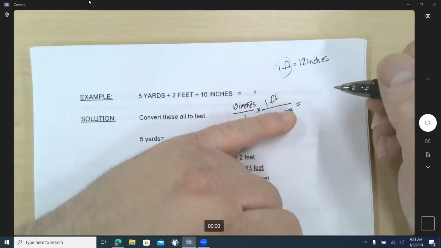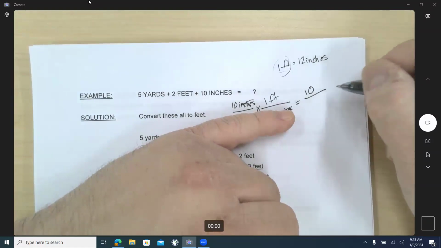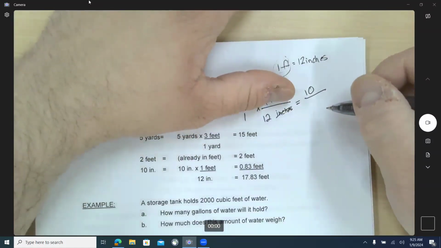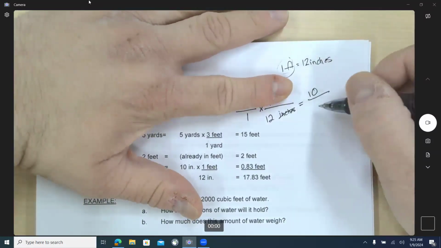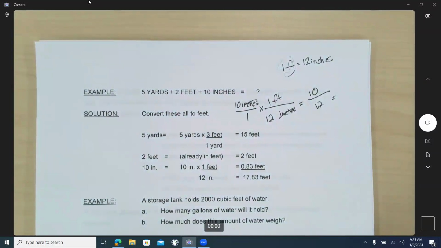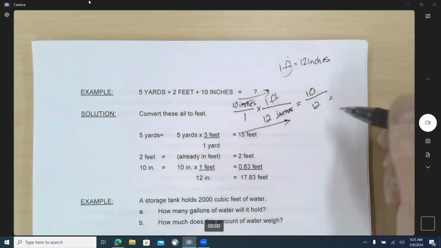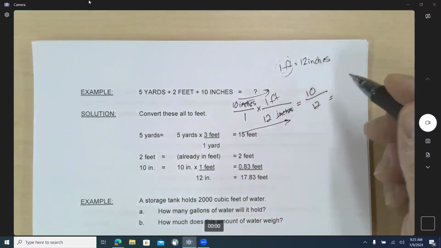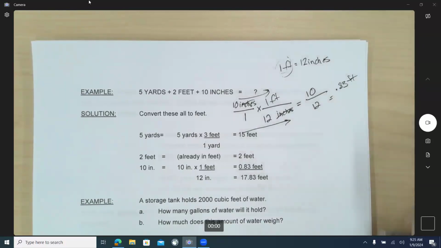Now we multiply left to right, right? 10 times 1 is 10. 1 times 12 is 12. Uh-oh, now what do I got to do? Well, when you get to this, you just divide. 10 divided by 12 is 0.83 feet. All right. That's why you multiply left to right.